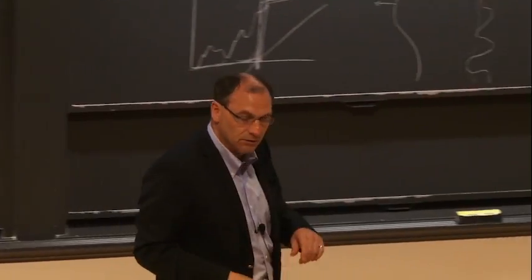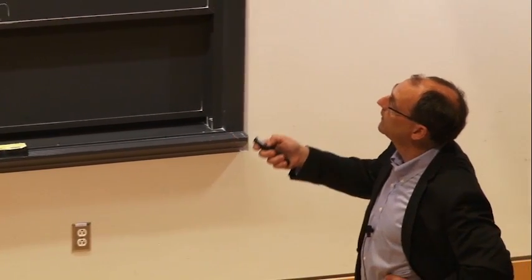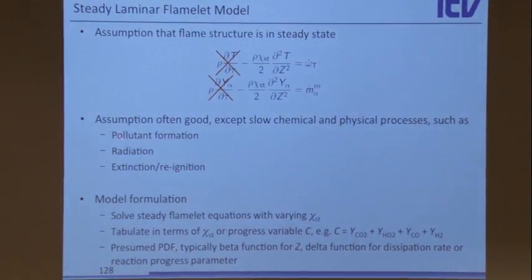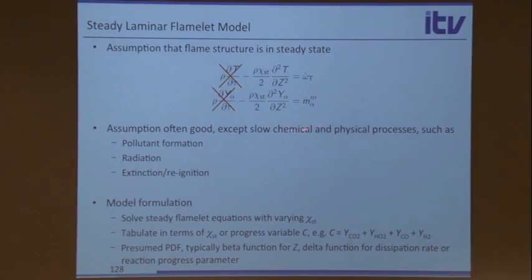We do this sometimes for certain species. By the way, this is not good. This is good if you're interested in CO2 mass fraction or whatever. It's usually not good when you talk about pollutant formation. Pollutant formation is never in steady state like this. So for example, NO or soot would never be in steady state. So when we use this model, we still want to know NO.